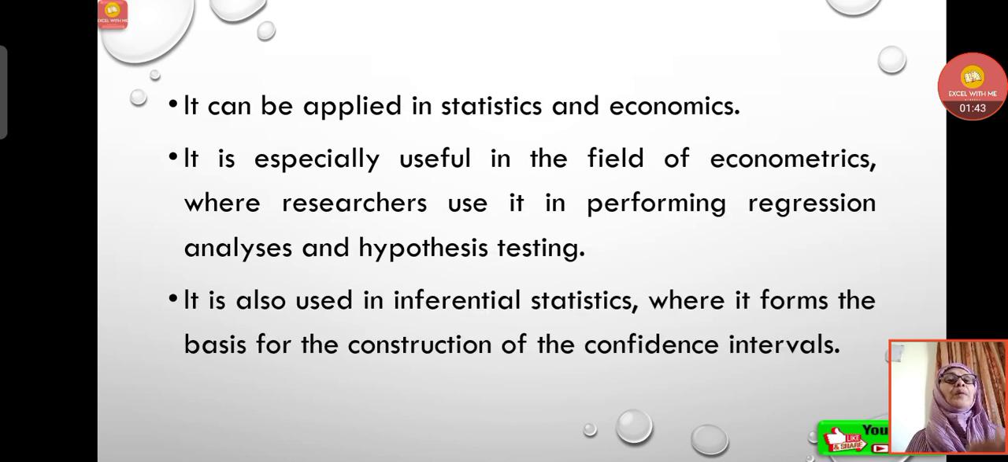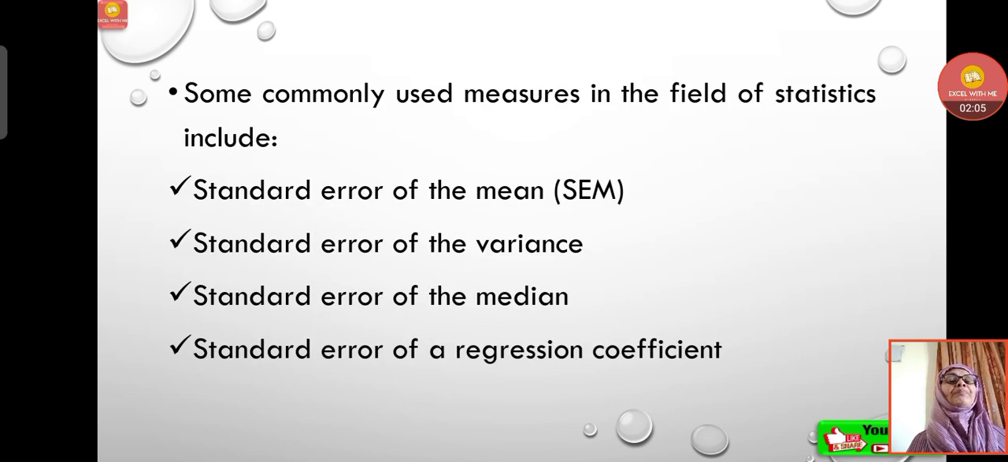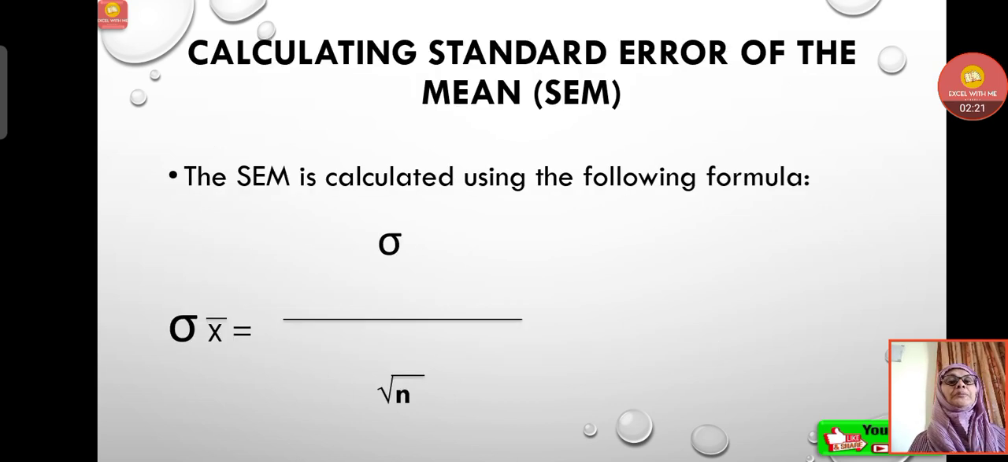It can be applied in statistics and economics. It is especially useful in the field of econometrics, where researchers use it in performing regression analysis and hypothesis testing. Even in education we use these techniques. It is also used in inferential statistics, where it forms the basis for the construction of confidence intervals. Some commonly used measures in statistics include the standard error of the mean, that is SEM, the standard error of the variance, the standard error of the median, and the standard error of a regression coefficient.